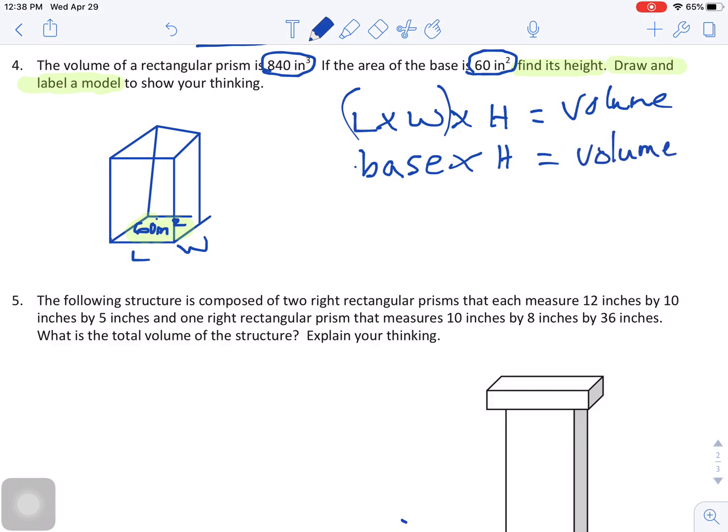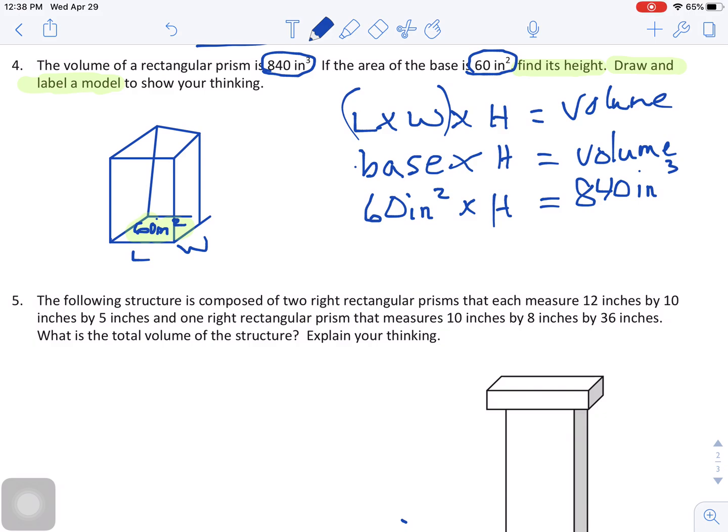So the base is 60 inches squared times the height equals 840 inches cubed. So how do I find the missing factor?